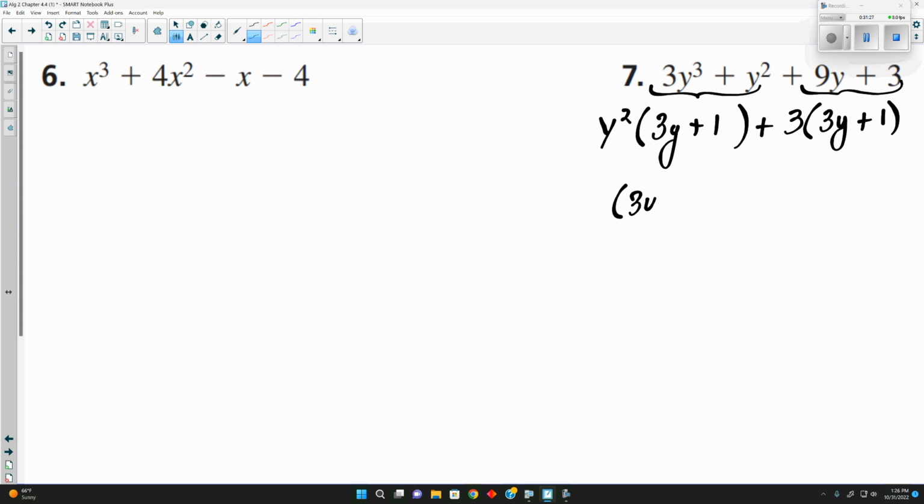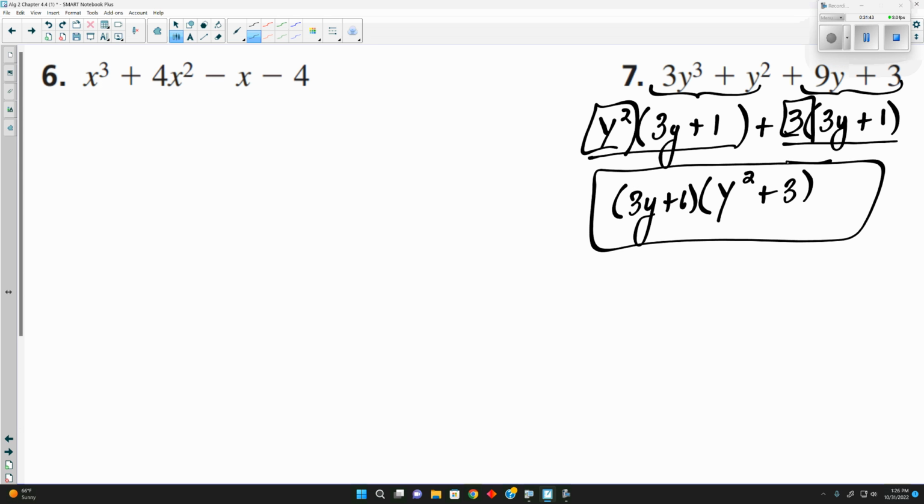And at this point, we can factor out the 3y plus 1. If I factor it out of the first term, we're just left with y squared. And if we factor it out of the second one, we're left with 3, and that's it.